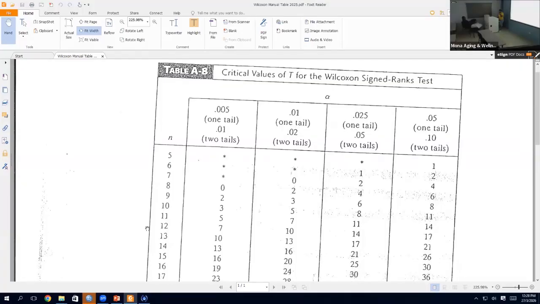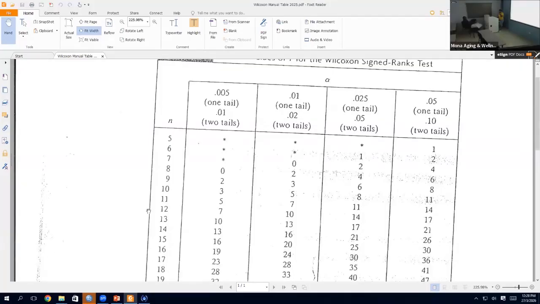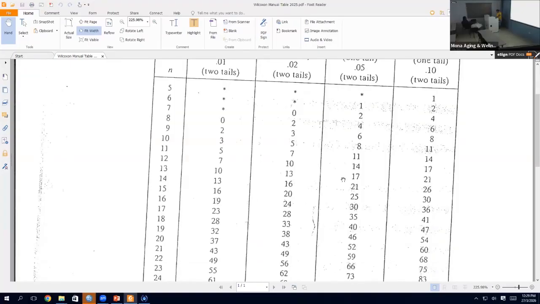So this is our table. We're carrying out this test at N equals 9. Alpha is at 0.05, and we are looking at a one-tail test. Wonderful. So what's the critical value that you have there? 8. 8.